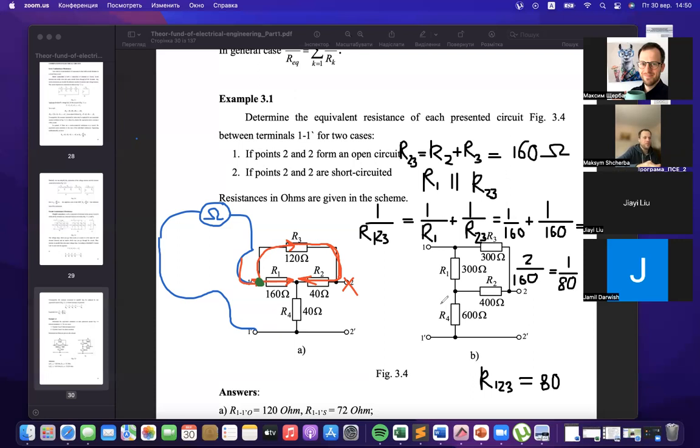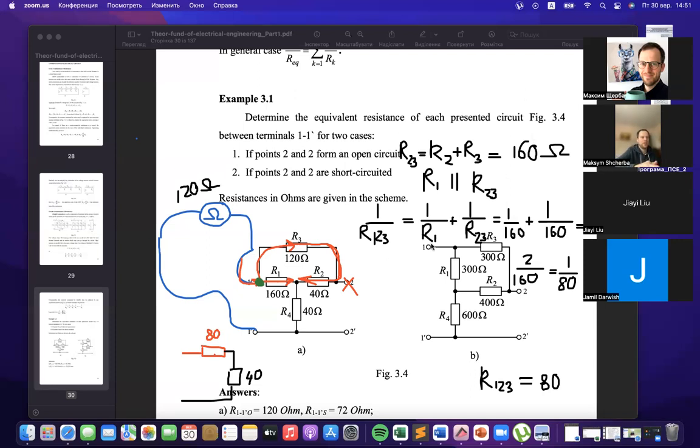80 ohms. And then instead of these three elements, we could replace the circle as 80 plus the 40 that is left, plus 40. And that's all. It will be 120, and our measurement device will show us 120 ohms of resistivity. It will be the answer in this case.